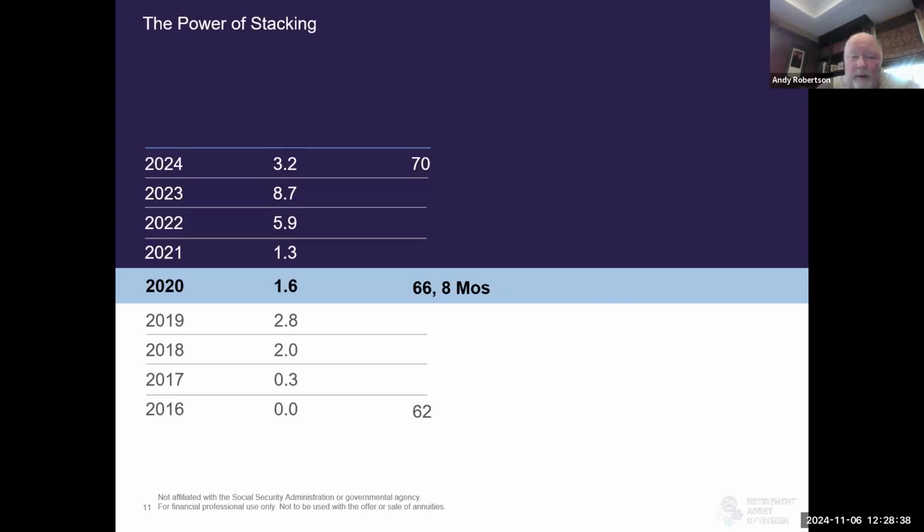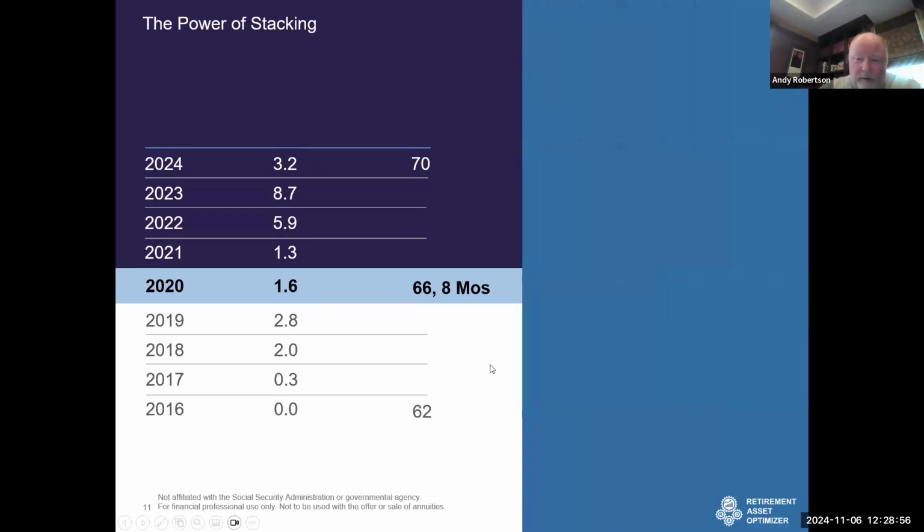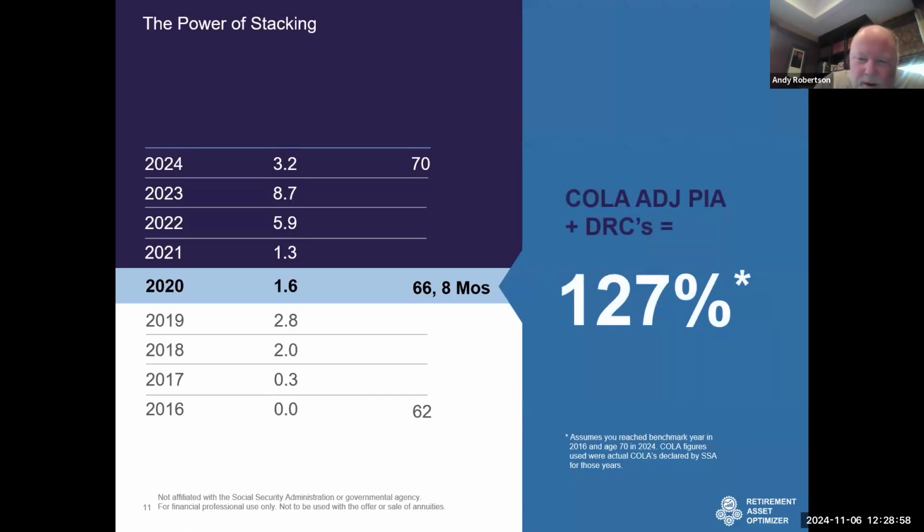So now we reconvene January 1st, 2024. You've now attained age 70. What was the actual increase when you add these compounded cost of living adjustments to the PIA, and then add those delayed retirement credits on top of that? Keep in mind there's a zero in here. The actual increase that you would have experienced would not be 76%, it would have been 127%.